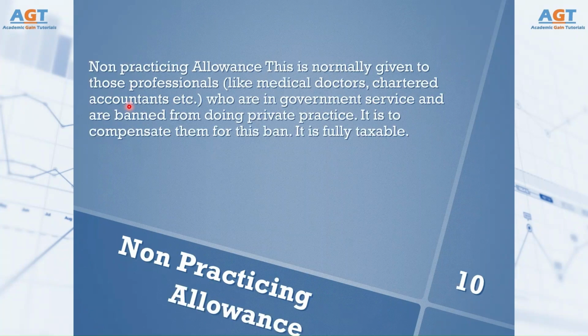Number 10. Non-practicing allowance. This allowance is given to professionals such as government doctors or chartered accountants who are restricted from private practice due to their employment. It compensates them for this restriction and is fully taxable.